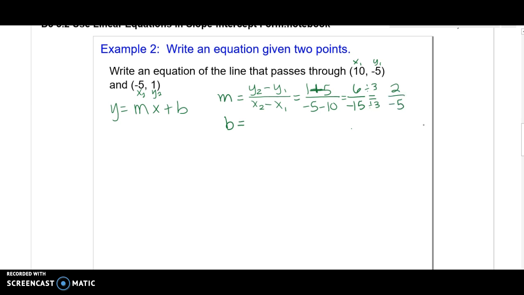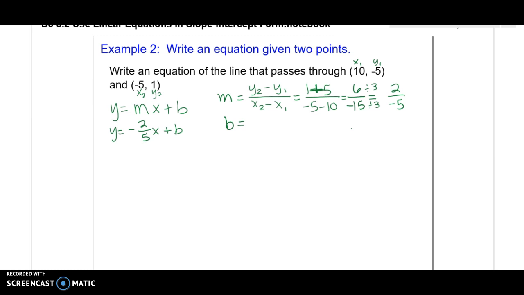Now that we have our slope, we can go ahead and do what we did above. So we can write our equation y equals m, which is now negative 2/5 x plus b. We don't know our b. We have to solve for that. So again, we are going to pick a point and plug it in to this equation to solve for b. It does not matter which point you substitute. I generally pick the one with the smaller numbers. You do not have to do that. You could pick either point.